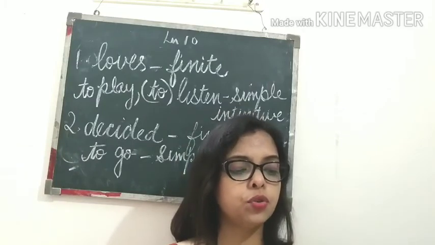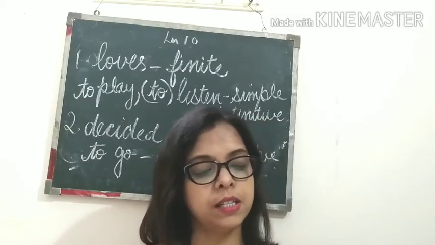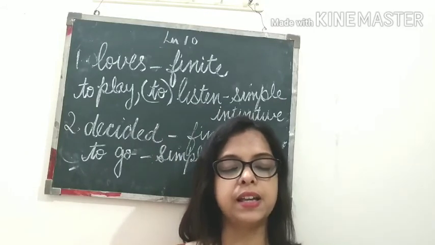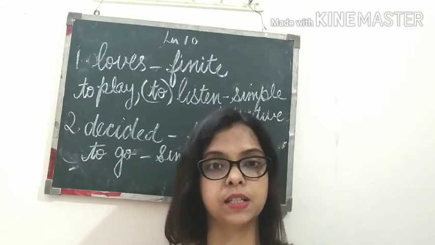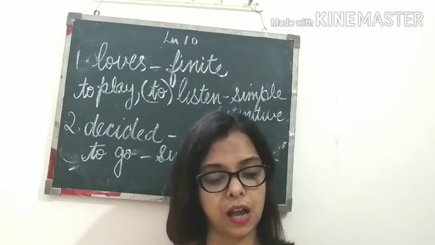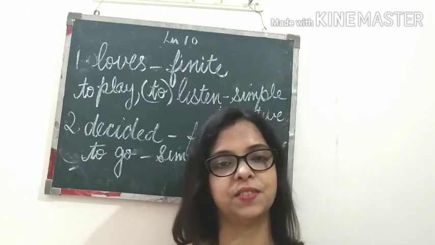The bird wanted to fly away to a distant land. So wanted is finite and to fly, simple infinitive. So this is all about the book exercise. I hope you have understood, children, how to categorize finite verbs and simple infinitives. Thank you.